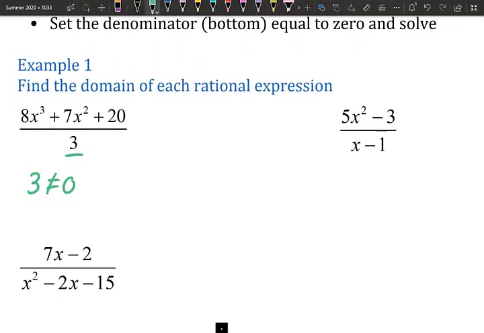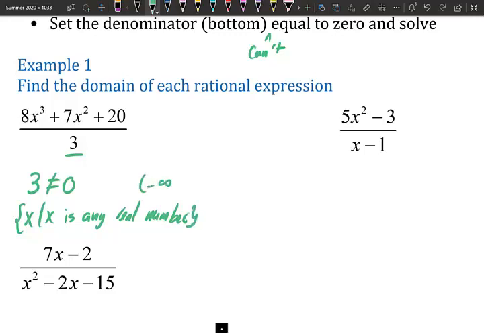Let's put that in there. So let's put can't equal 0. So 3 equals 0 doesn't make any sense. That's not true, okay? Since that's an untrue statement, the domain is all real numbers. So x such that x is any real number, or you can say negative infinity to positive infinity. So that's our domain.